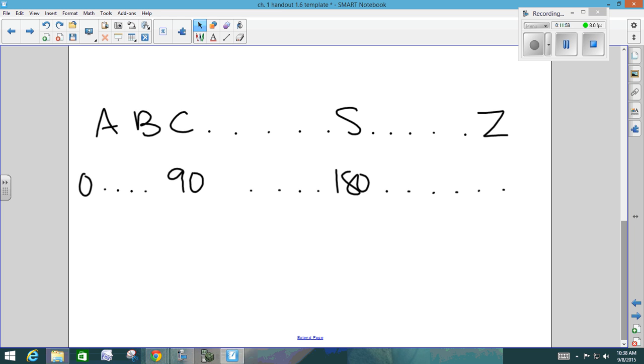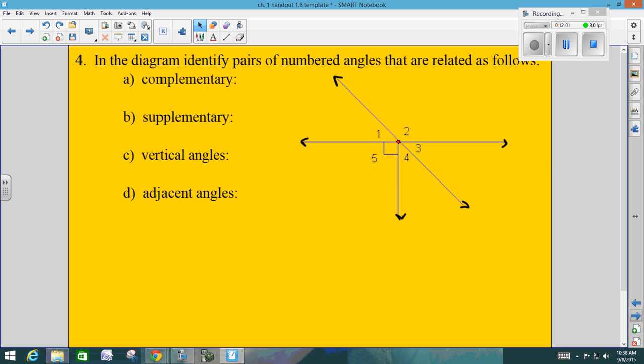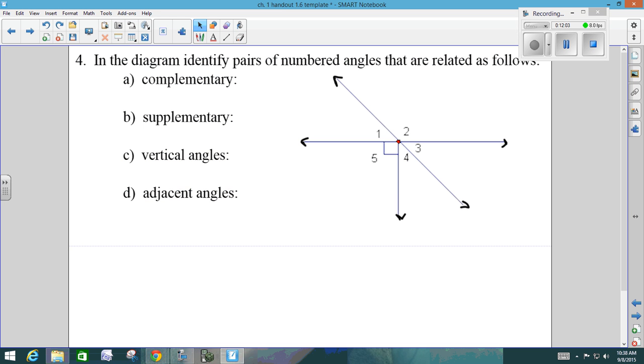Okay, let's go to our first example. In the diagram, identify pairs of numbered angles that are related. So for part A, I'm trying to find a pair, 2 angles that are complementary.